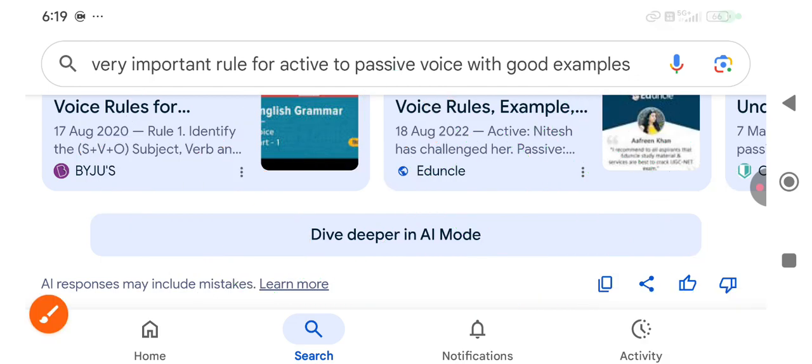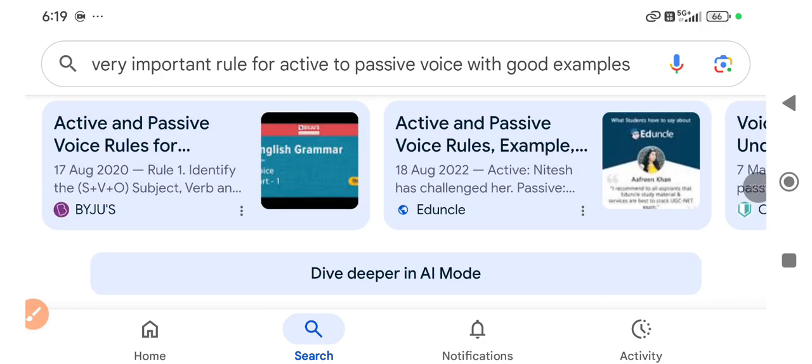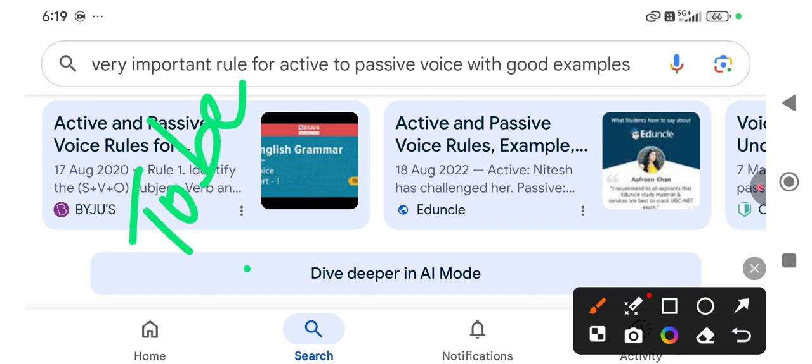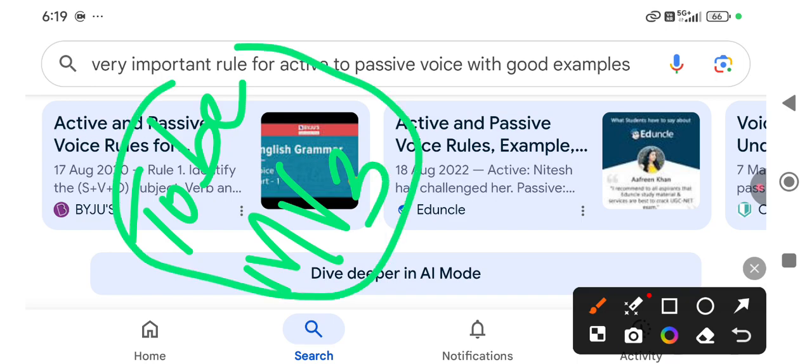So overall, whatever the sentence, two rules always keep in mind. First is usage of to be, right? Usage of to be. And number 2 is main verb, third form. These two rules are applicable in every sentence, whatever the sentence. These two rules you should keep in mind.